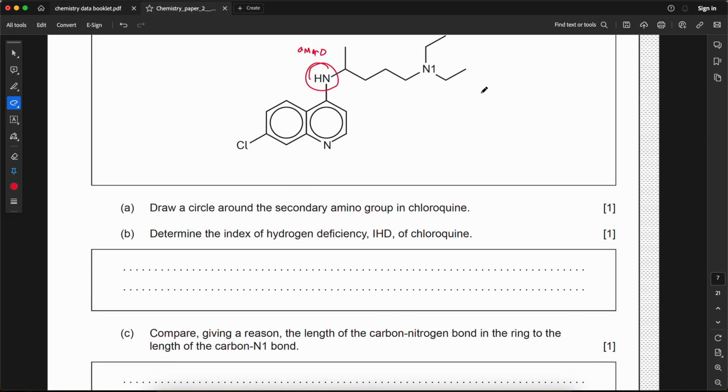So C will be 18, number of C. H will be 26, X will be 1, N will be 3. So IHD would be 2 times C plus 2 minus H minus X plus N. So we've got everything right here. 2 times 18 plus 2 minus 26 minus 1 plus 3, divided by 2, and then you will get 7.